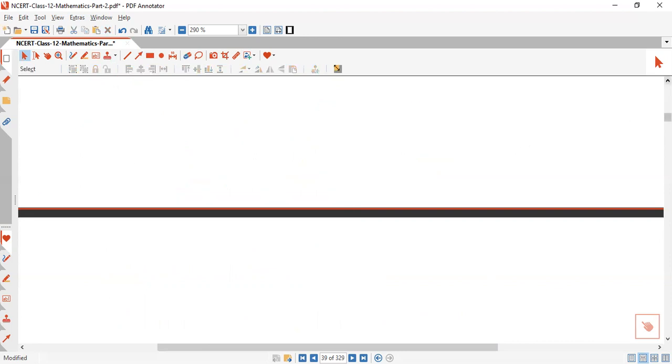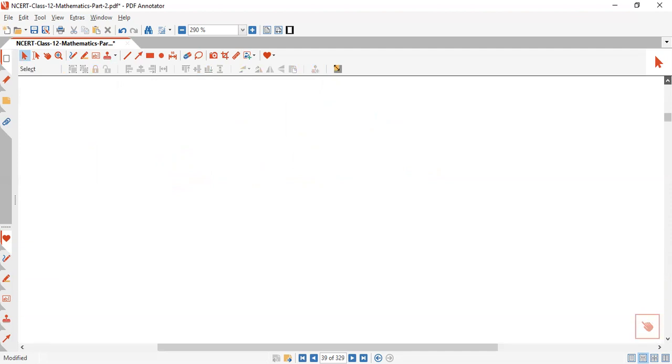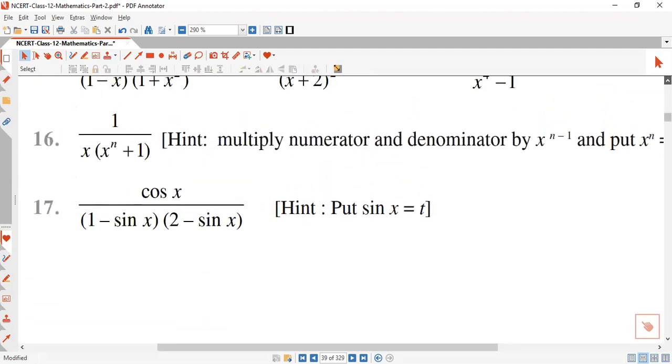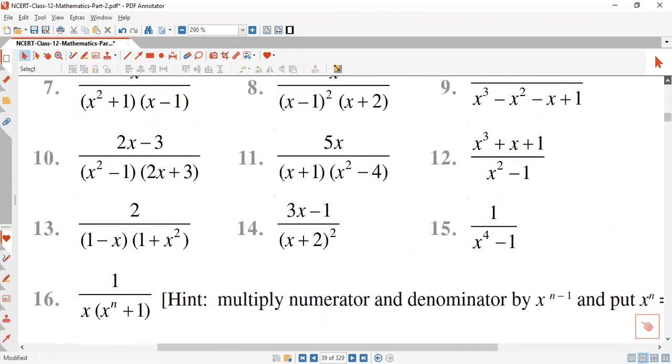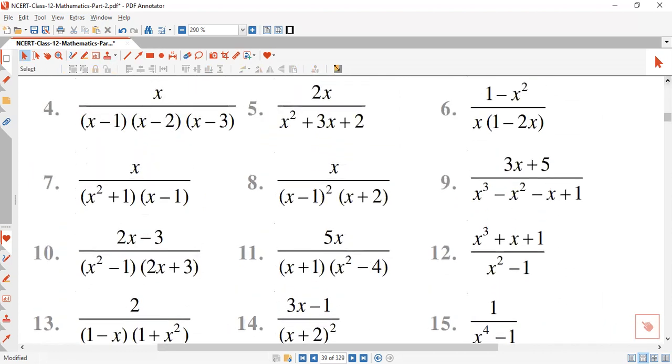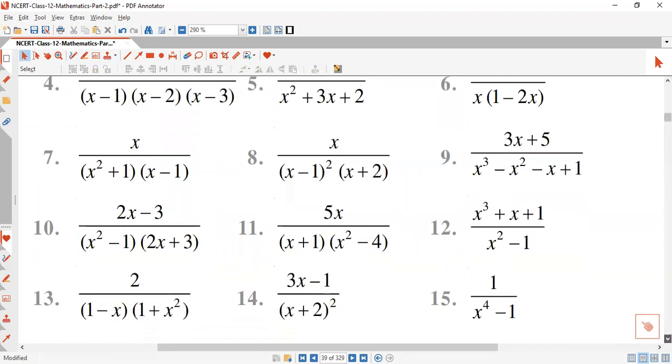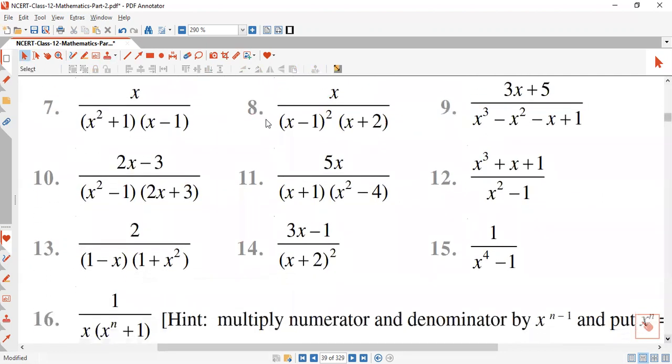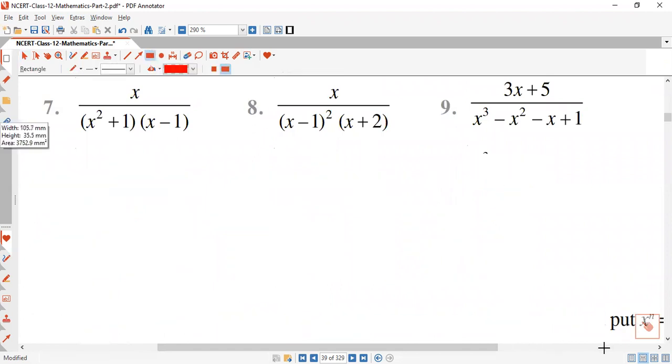Now we do the next question. So this is done. Question number 7. You see in this question number 7, we have quadratic equations. This is a quadratic equation, and we want to do the integration.